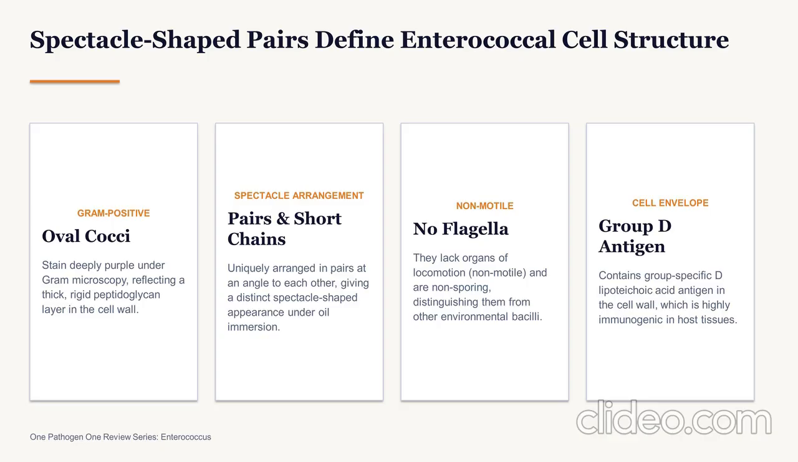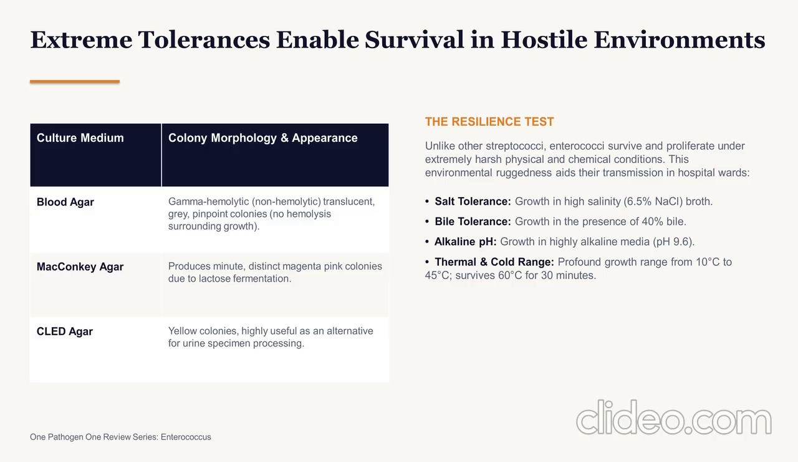To identify our isolate in the laboratory, we follow a systematic pathway. First, we must exclude staphylococci. Enterococci are catalase negative, producing absolutely no bubbling when exposed to hydrogen peroxide. This essential first step immediately differentiates gram-positive cocci, excluding catalase-positive staphylococci.